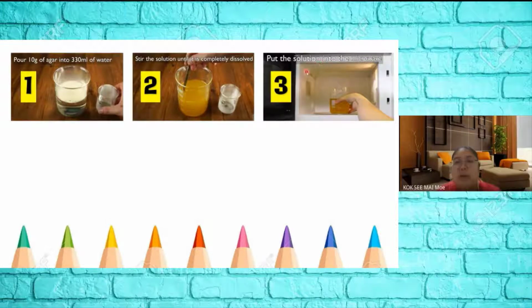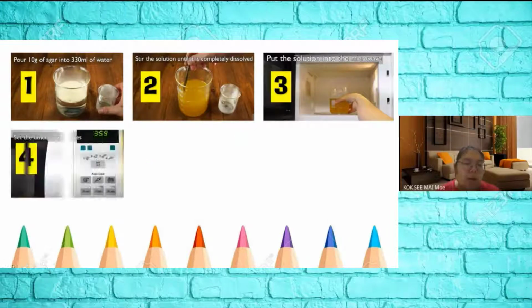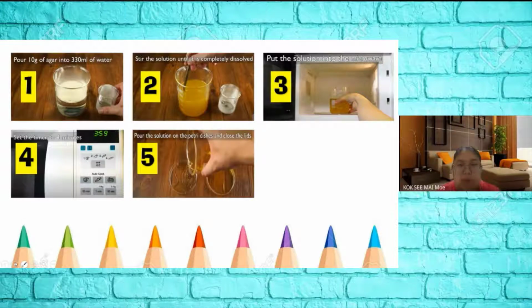So they put the solution into the microwave, around 4 minutes. After the 4 minutes, they take it out and just pour it into the petri dish. Okay, now that's prepared. After that, you need to close and seal it with the lid.